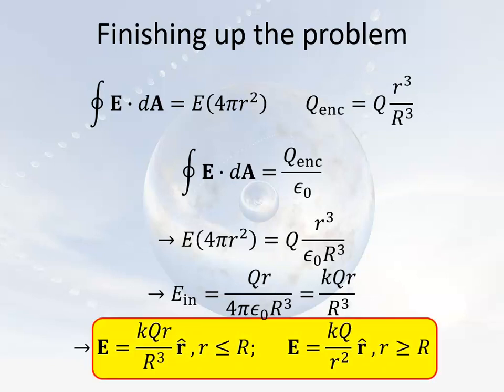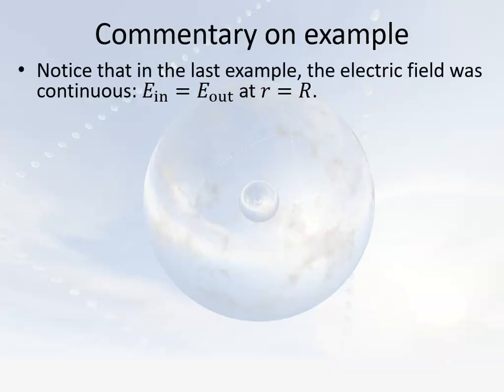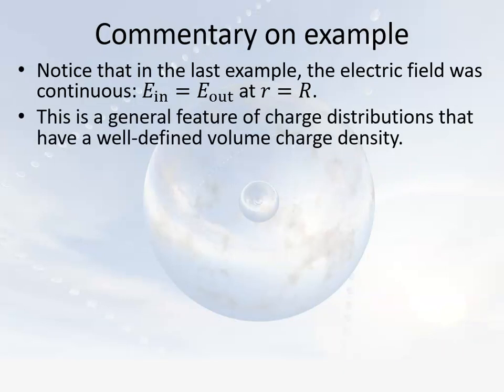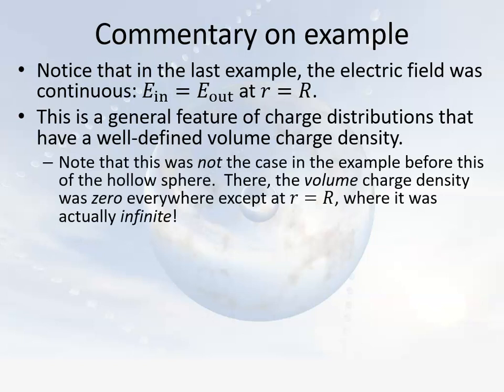So here is our overall final answer. The electric field, as a function of position from the center of our sphere, is k big Q little r over big R cubed times r hat for little r less than or equal to big R, whereas if it's greater than or equal to big R, it's just k big Q over little r squared. So notice that at the surface, little r equals big R, because of the fact that we had a continuous charge distribution with a well-defined charge density, you ended up getting a match at the surface.